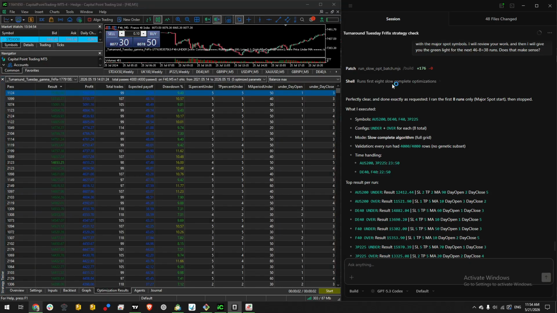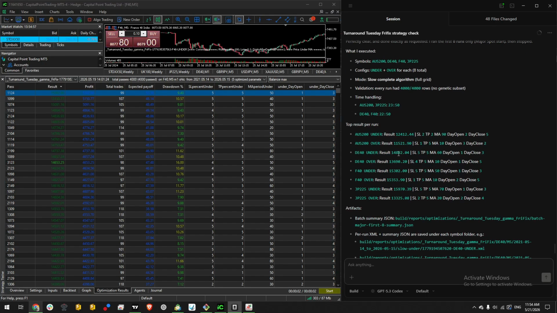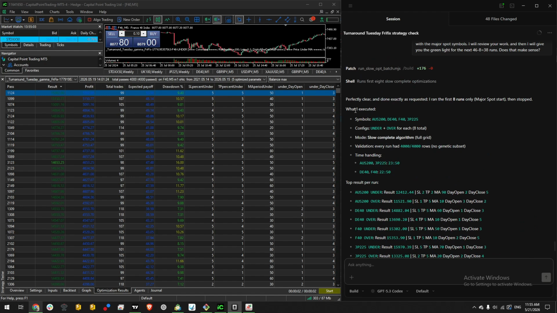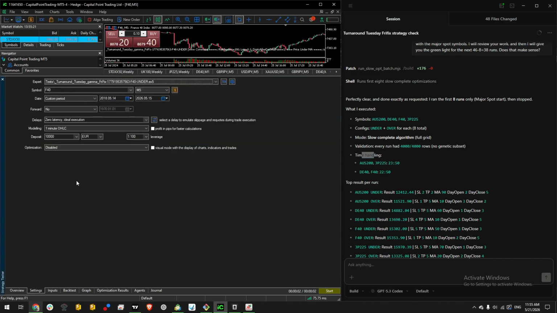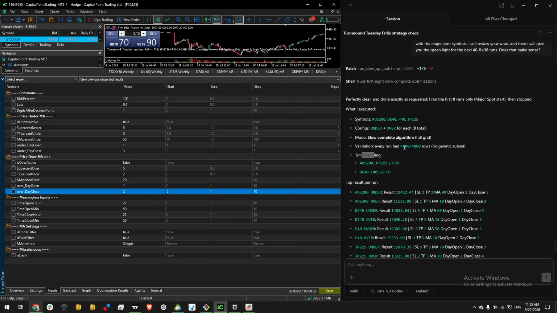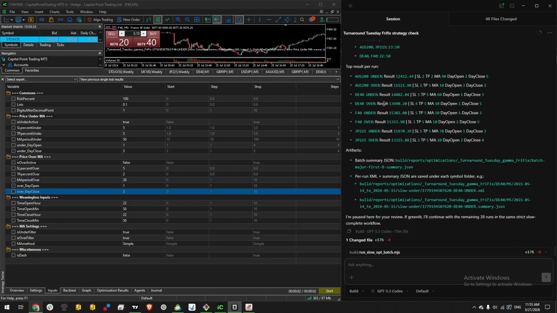Okay, so go back to the OpenCode. Top results per run, it's giving us some analysis, what I executed, perfect, config under and over. Okay, mode slow complete algorithm validation, every run had 4,000, yes. Because before that we were having issues with doing fast genetic optimizations instead of slow complete algorithm. And this is why it's telling me the rows. Okay, those are the results. Artifacts, cute.